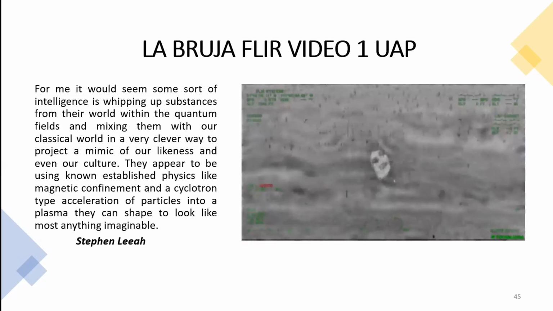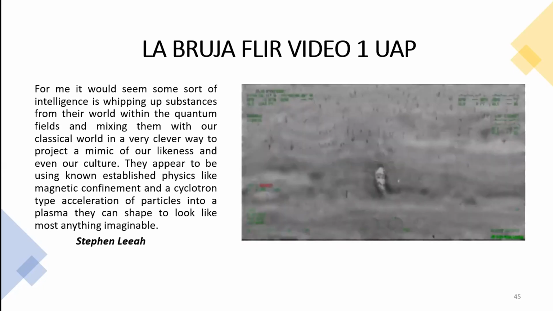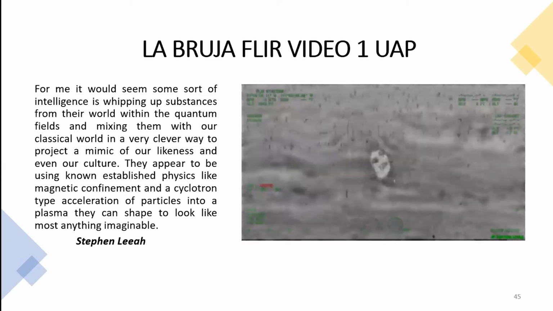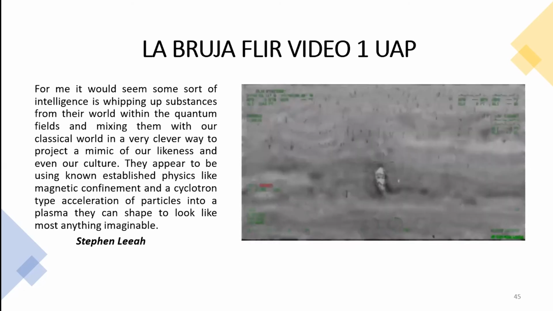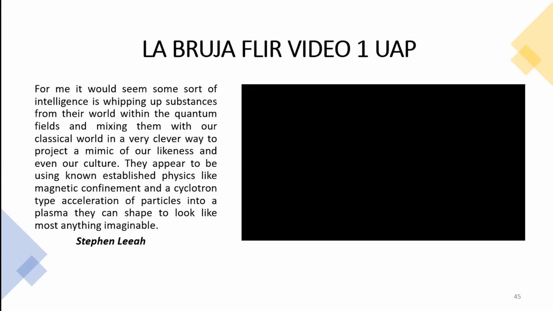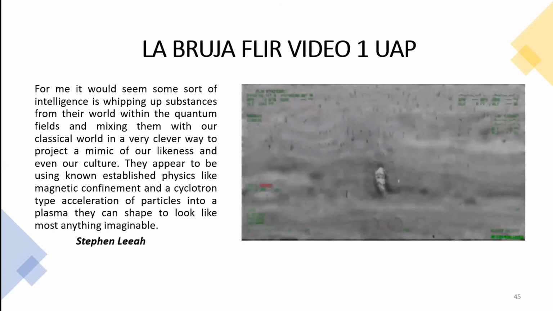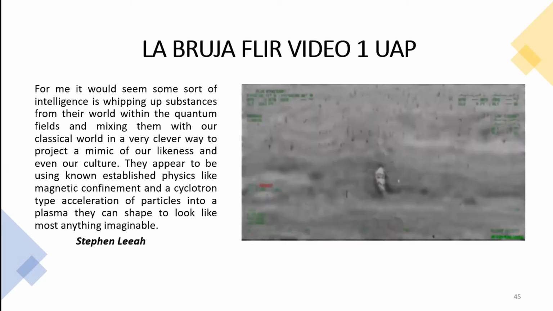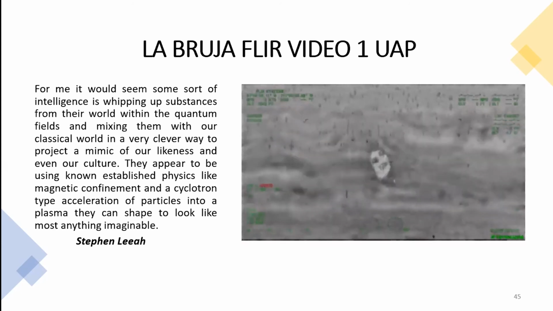For me, it would seem that some sort of intelligence is whipping up substances from the world within the quantum fields, mixing them with our classical world in a very clever way to project or mimic our likeness and even our culture. They appear to be using known established physics like magnetic confinement and a cyclotron type acceleration of particles into a plasma that can shape to look like almost anything imaginable.